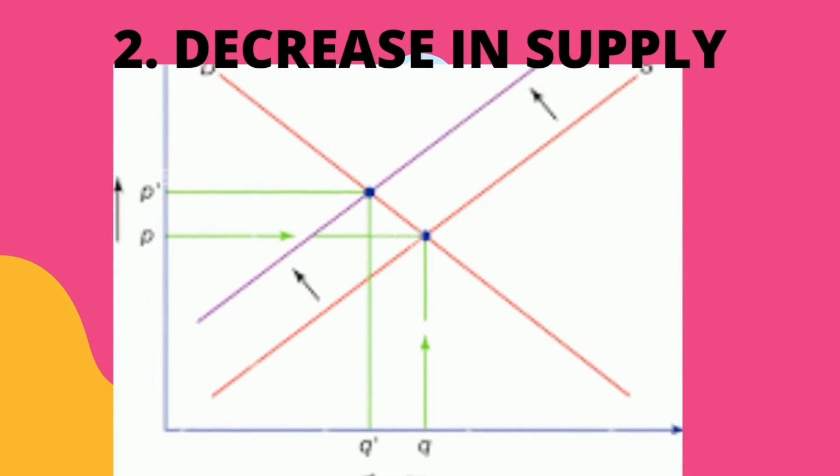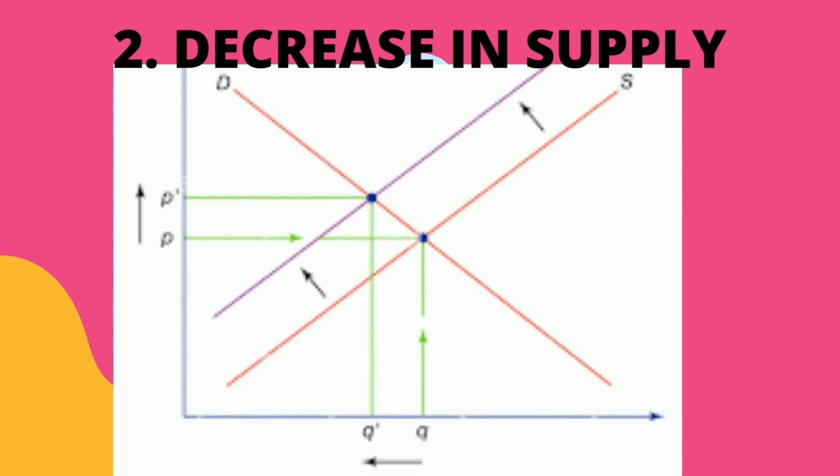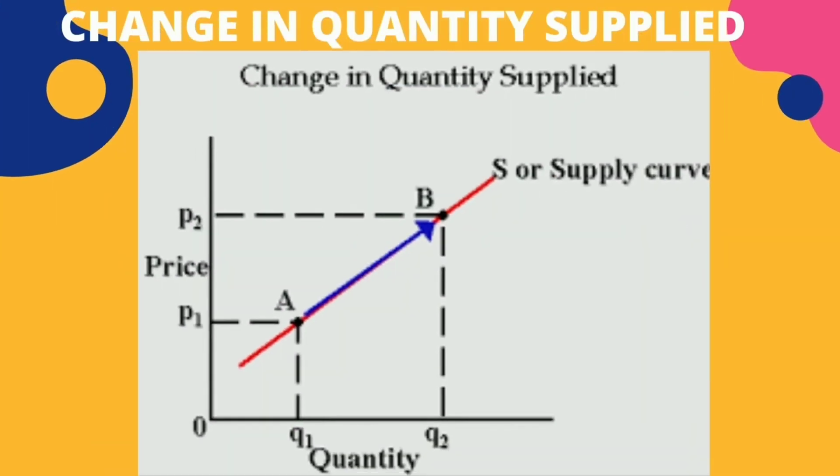2. Decrease in supply. When there is a decrease in supply, the supply curve will shift to the left, indicating that at the old price, less of the commodity is being supplied. A decrease in supply is brought about by an unfavorable change in any of the factors affecting supply, except the price of the commodity. This is shown in the diagram. The supply curve shifted from S2 to S1, and the quantity of the commodity supplied decreased from Q to Q1 units.